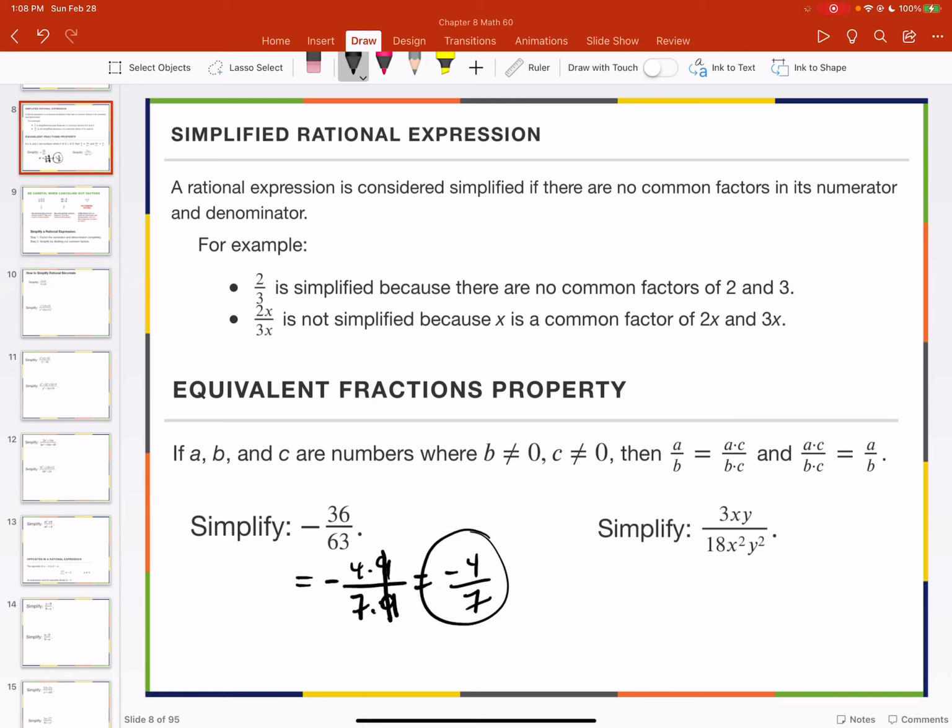Then here we have 3xy over 18 x squared y squared. If you divide top and bottom by 3, so let's say I was to rewrite it, this is 3 times 1 times x times y. This is 3 times 6, and then there's x squared, y squared. So you can see clearly what cancels out, and you're left with 1 over 6xy. And you could have used the property of exponents, top minus bottom or what have you, but this is good too.